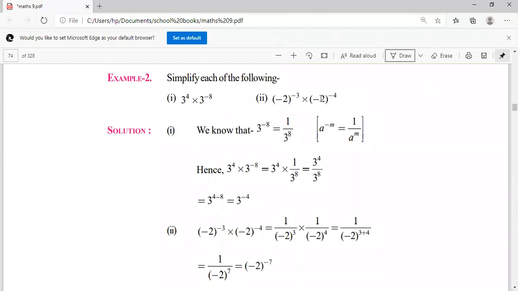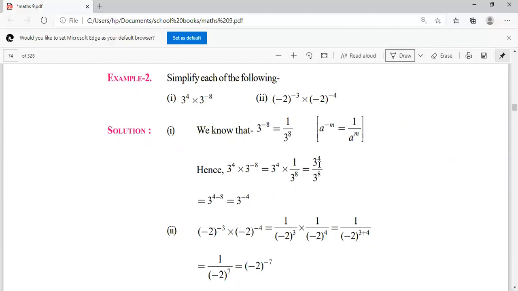Here once again the simplification part is there. The first question is 3 to the power 4 into 3 to the power minus 8. Using the formula a to the power minus m is equal to 1 upon a to the power m, you can write 3 to the power minus 8 as 1 upon 3 to the power 8. Now 3 to the power 4 into 3 to the power minus 8 becomes 3 to the power 4 multiplied by 1 upon 3 to the power 8, and overall you can write it as 3 to the power 4 upon 3 to the power 8.